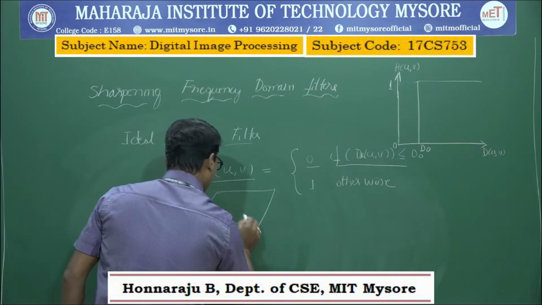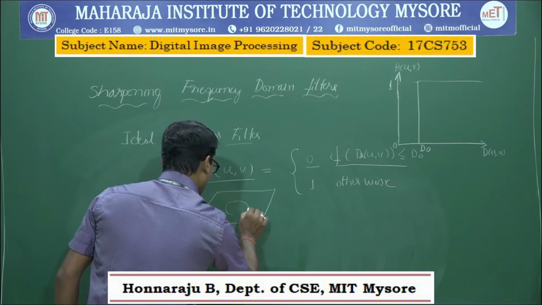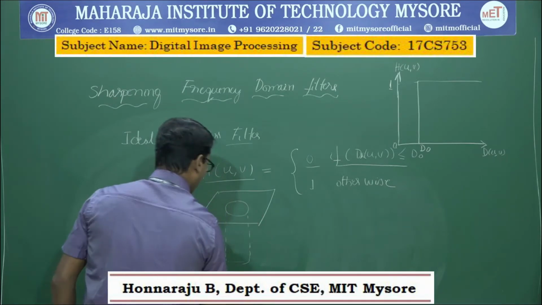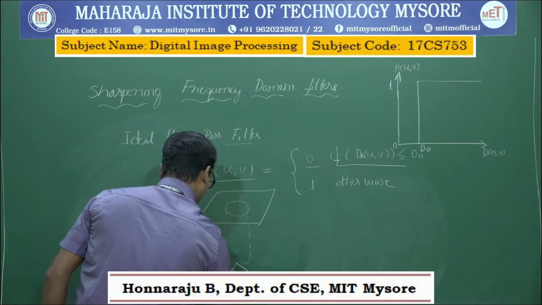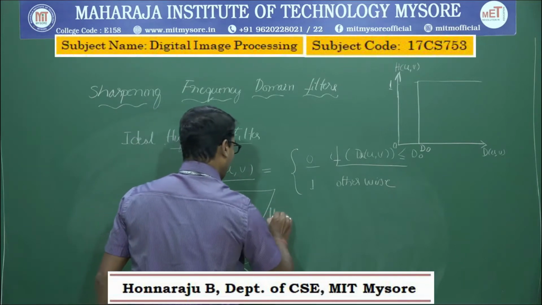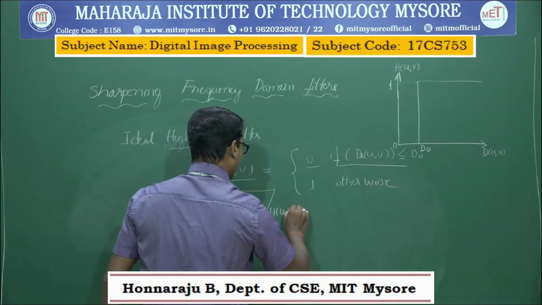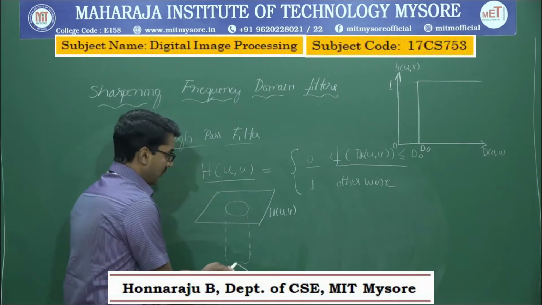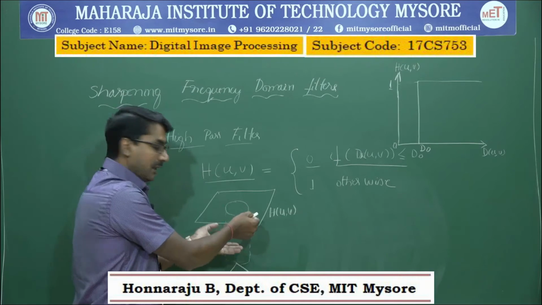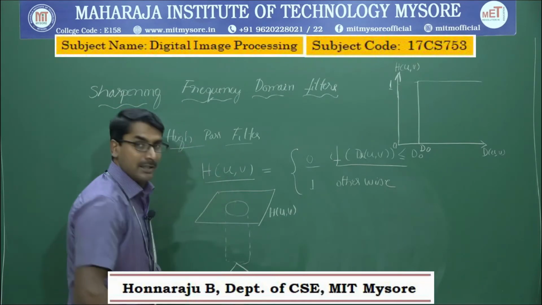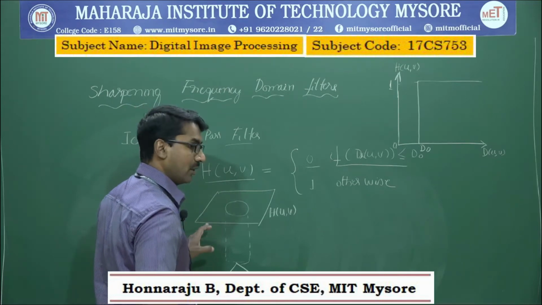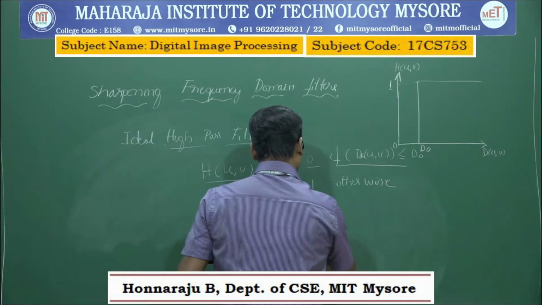So, here in the ideal high pass filter, this is u comma v, this is H of u comma v. It allows only high frequency values above the cutoff frequency, and below the cutoff frequency will be attenuated.